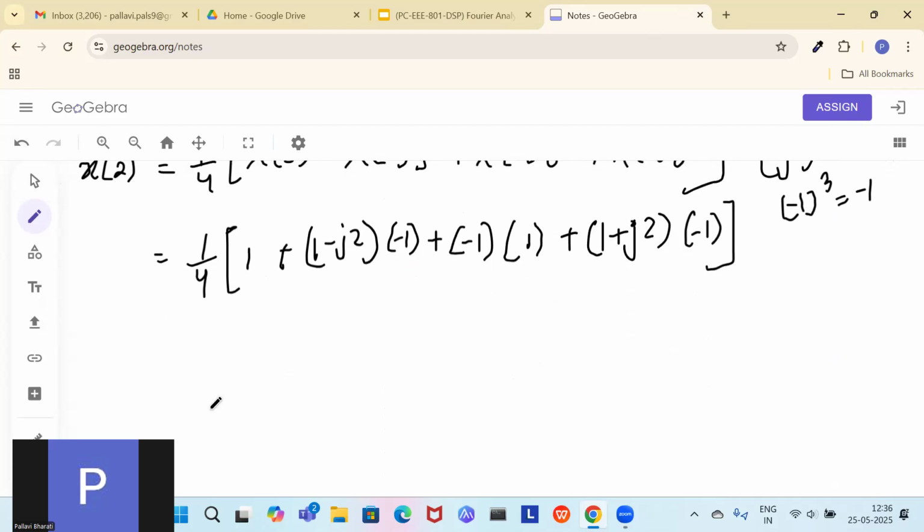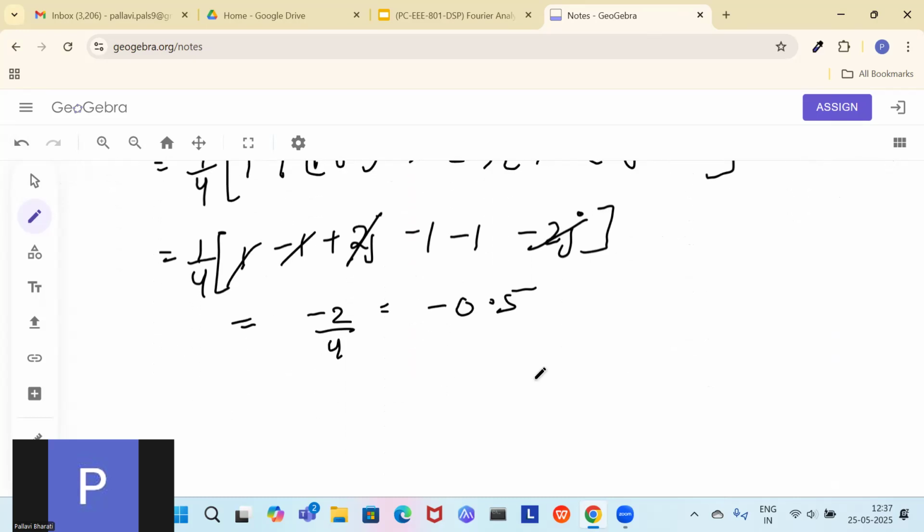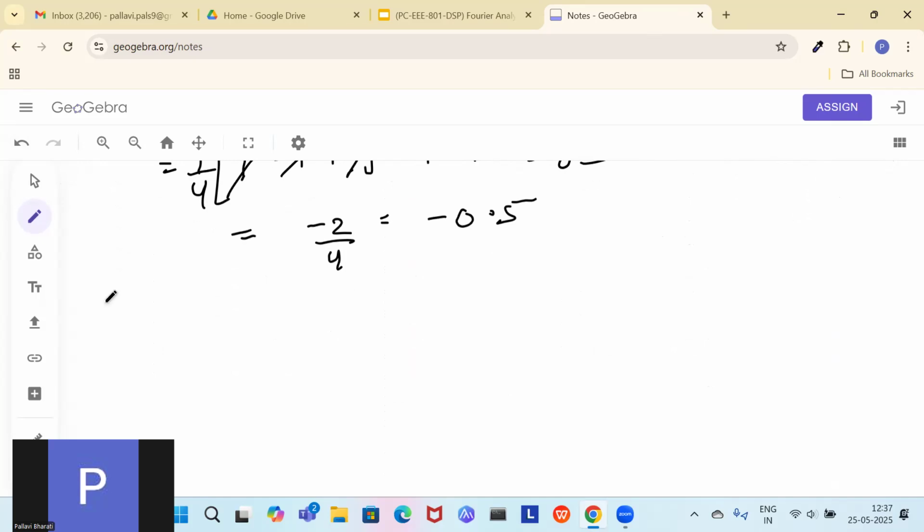Now 1 by 4, 1 minus 1 plus 2j minus 1 minus 1 minus 2j. Minus 2j plus 2j and plus 1 minus 1. So this is minus 2 by 4. That is minus 0.5.